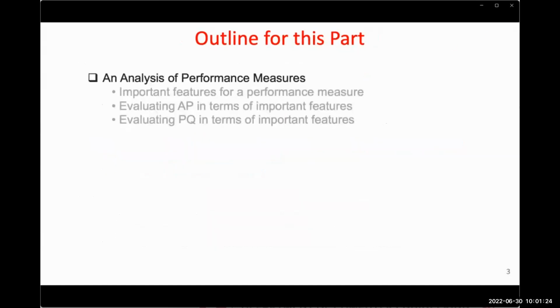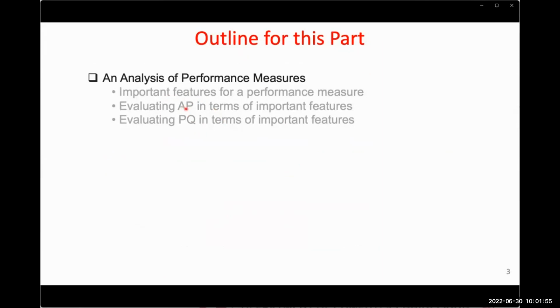Let us look closely at what we are going to talk about in this part of our tutorial. We have 2 main sections for this part of our tutorial. In the first section, we will look at first how we can analyze and compare performance measures. For this end, we will first introduce some important features that we expect a performance measure to have. These features will facilitate analyzing how good a performance measure is for evaluating different visual detection tasks.